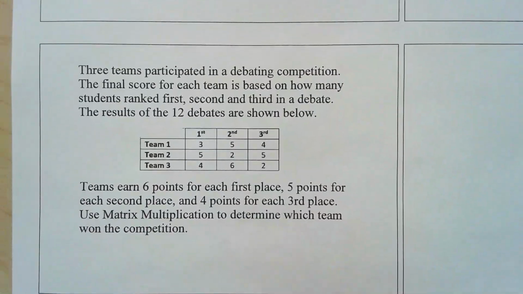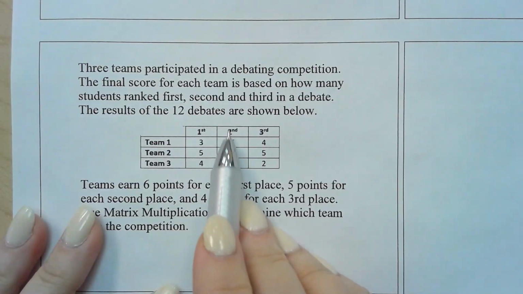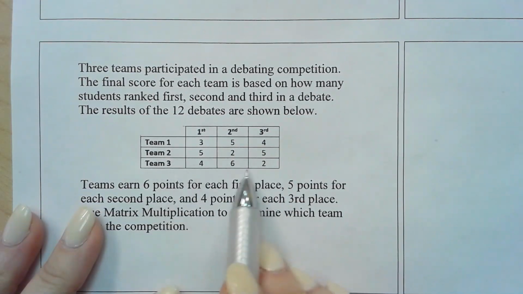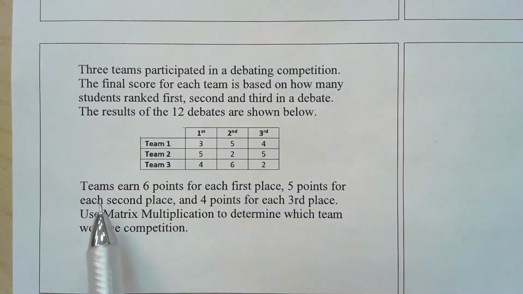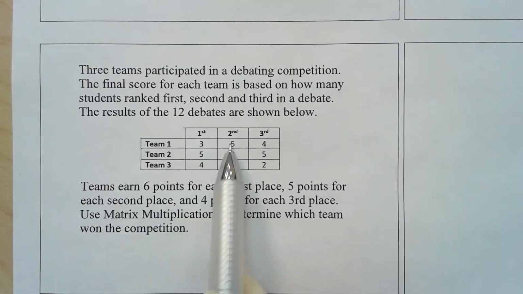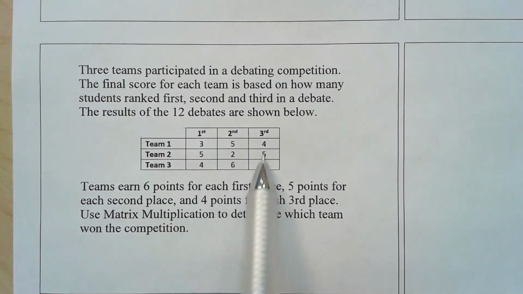It says 3 teams participated in a debating competition. The final score for each team is based on how many students ranked first, second, and third in a debate. The results of the 12 debates are shown below. So team 1 had 3 first place winners, 5 second place winners, 4 third place winners. Team 2, team 3. So we could do this the middle school way, right? Team 1 would have 3 people earning 6 points, 5 people earning 5 points, and 4 people earning 4 points. And then we do the same thing.